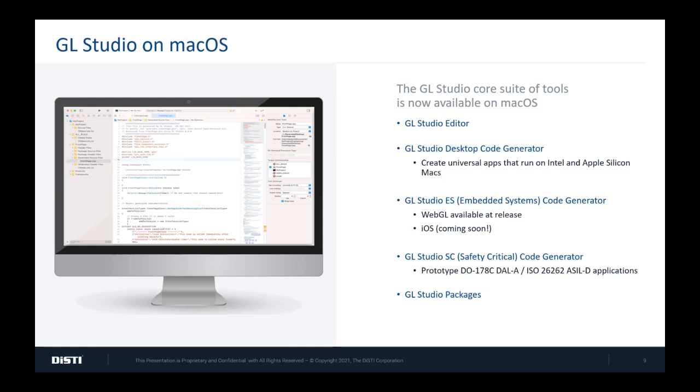And then the safety critical code generator, where you'll be able to prototype DO178C DAL-A or ISO 26262 for automotive applications on desktop macOS. So as a designer or an artist on macOS, you can prototype those applications before handing off a design to an engineer to implement on the target. And then packages, our deployment systems, our behaviors, all the great content that you would expect for GL Studio will also be available on macOS.